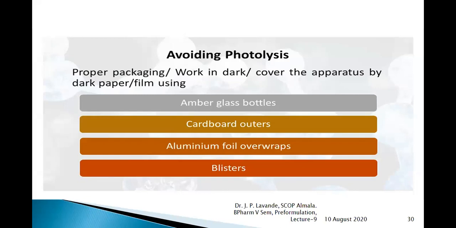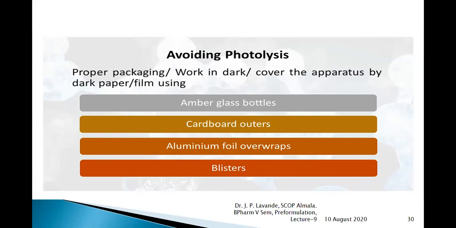Now, in order to avoid the process of photolysis, what steps should be taken? Proper packaging is the most important one. Or sometimes we need to carry out work in a dark place, or cover the apparatus with dark paper, or sometimes use films. In case of pharmaceuticals, we generally use amber colored glass bottles in order to prevent the degradation of the active constituent because of light, because the amber color does not permit the entry of the UV rays which contain the photons.